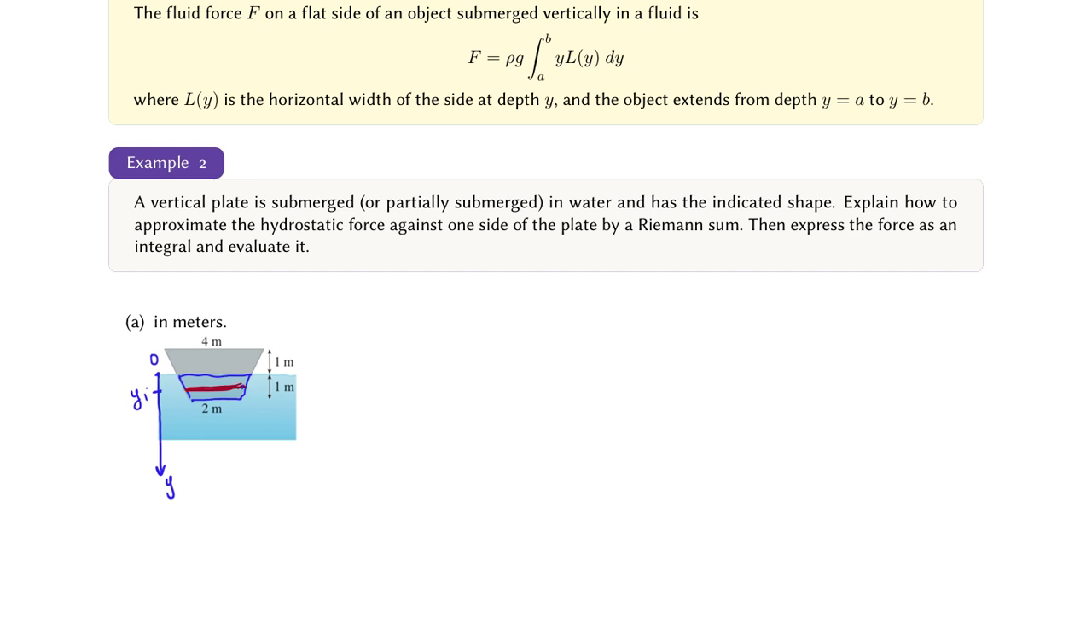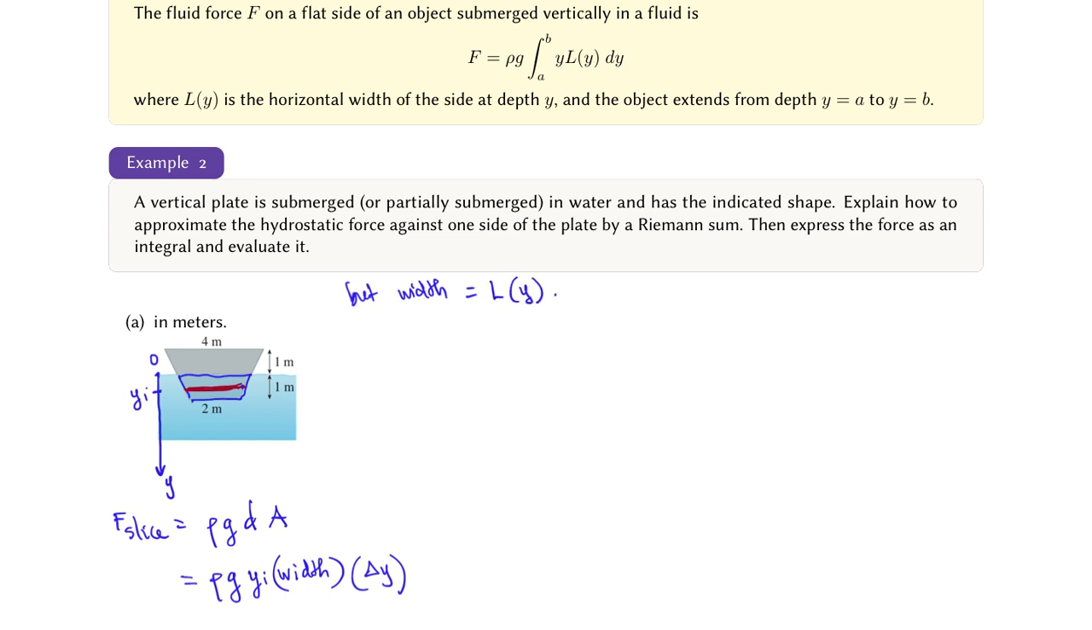The force on this slice is rho g a d. Rho and g are constant, d is the depth, and a is the area of the slice. The depth is yi and the area is the width times the thickness, but the thickness is delta y. Note that the width of the slice depends on how far below the water level the slice is, and so the width is a function of y.